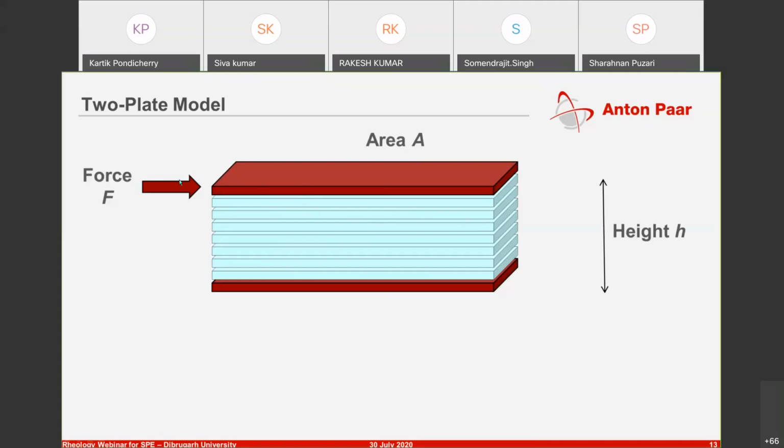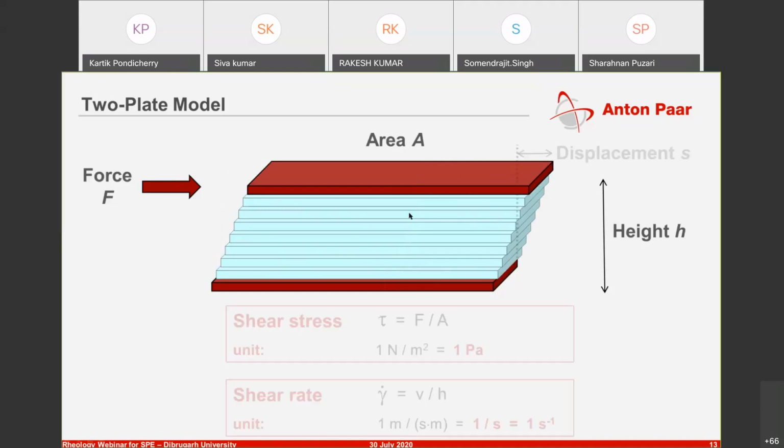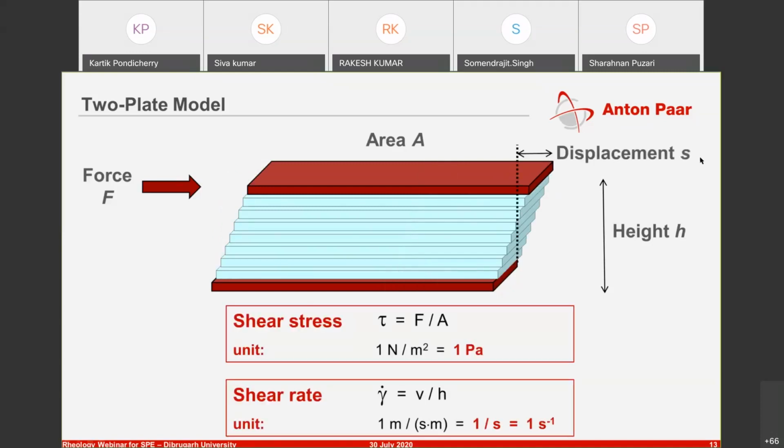And then when you apply the force F, this is going to shear the sample, and then you would observe a displacement S. So you know the force, you know the area, you know the displacement, you know the time it took for you to get this displacement, and you know the height. From these limited parameters, what you can get is the shear stress, tau, which is force F upon area, and then you have the shear rate, which is velocity given by displacement over time, and then the height h, which is here. So by simply knowing these variables, you can get the shear stress and the shear rate.